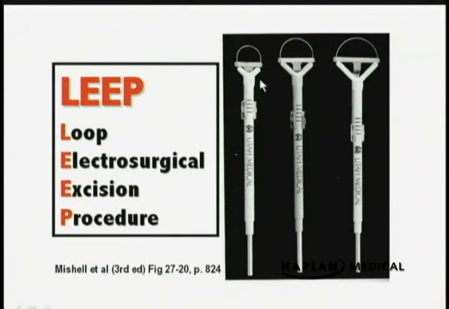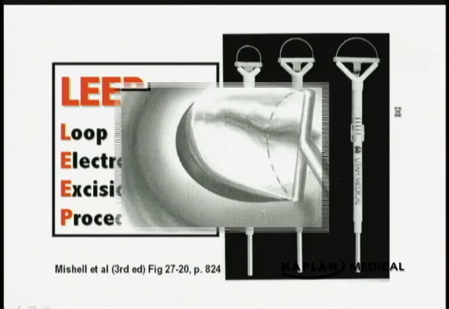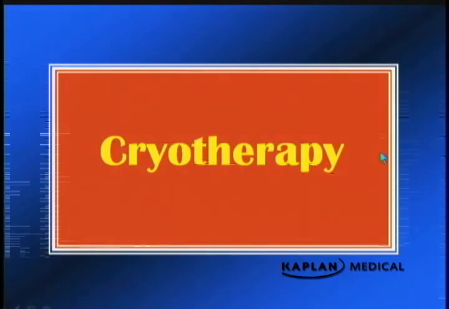This is the instruments that you use. You can see they have wire loops of different sizes. An electrical current comes from this end down here and makes the loop hot. Then, like a cheese slicer, you can slice away the tissue and you can send it to pathology. You can see this is a shallow but a wide cone.